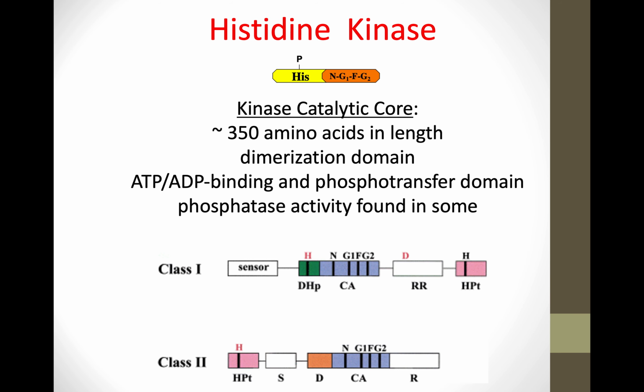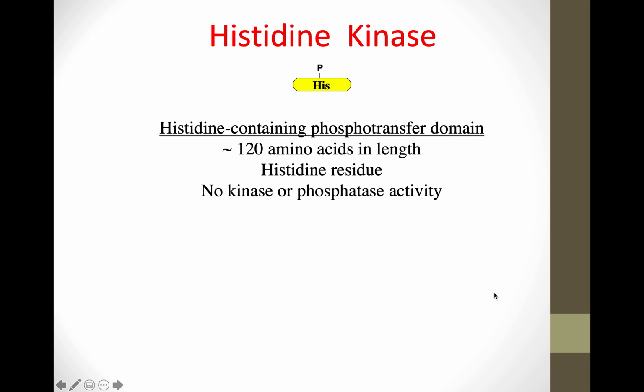So the histidine kinase has a catalytic core of approximately 350 amino acids in length. We know that the structure is a dimer, so it has ATP and ADP binding and phosphotransfer domain plus phosphatase activity, which are found in some but not all TCS. So these are the two types. Now, the histidine-containing phosphotransfer domain is about 120 amino acids in length, and it has a histidine residue, but no kinase or phosphatase activity.